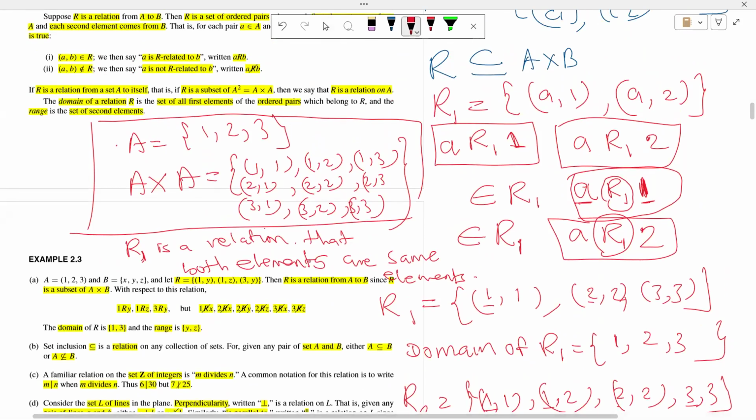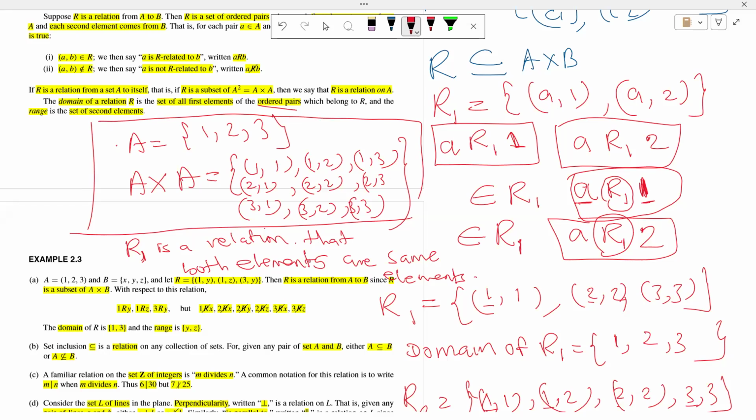So the domain of a relation R is the set of all first elements of the ordered pairs. For a particular relation, we have n ordered pairs. For each ordered pair, you take the first element. Then we can say that is the domain of the relation. At that time, you need to check whether there are any duplicated values, and then remove the duplicates. Only one time do we put the first element of the ordered pair, right?